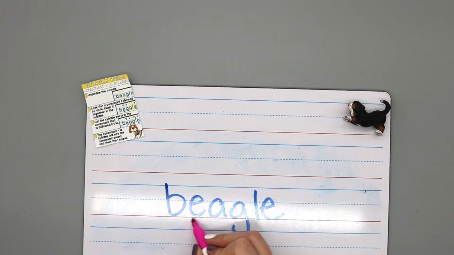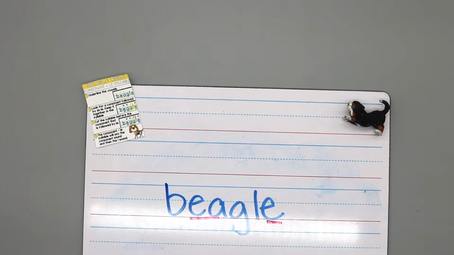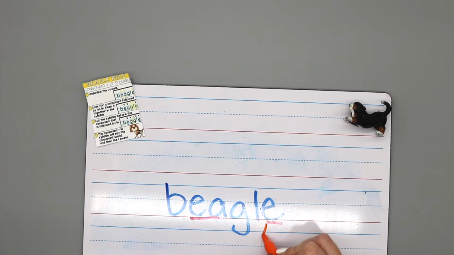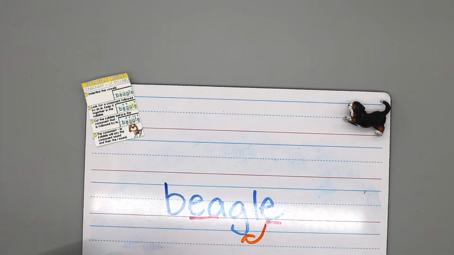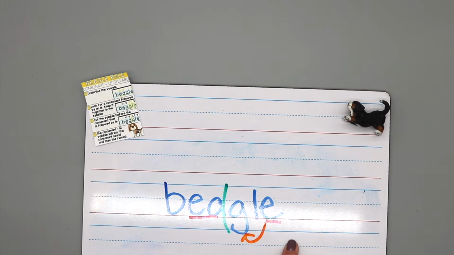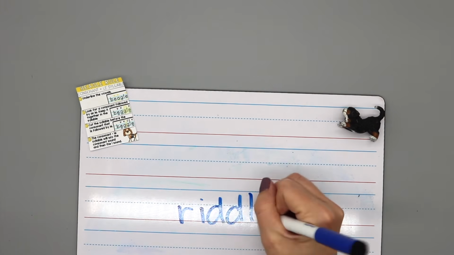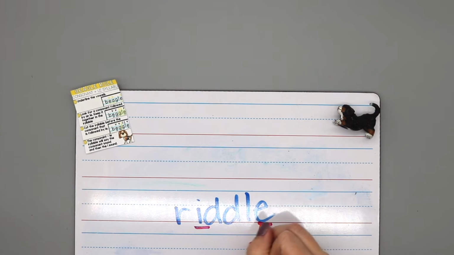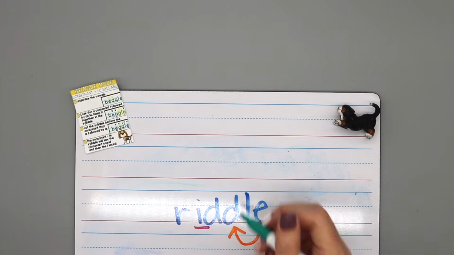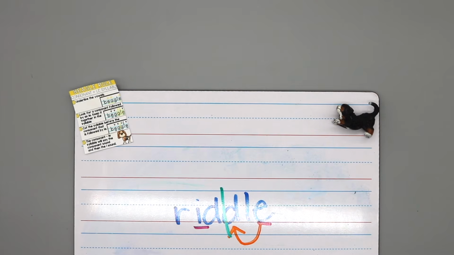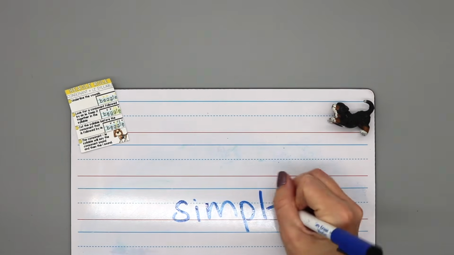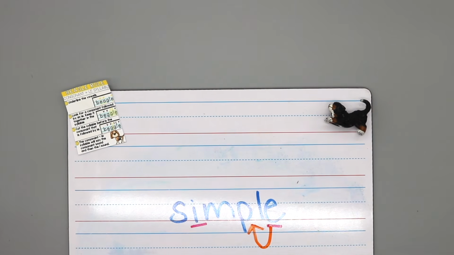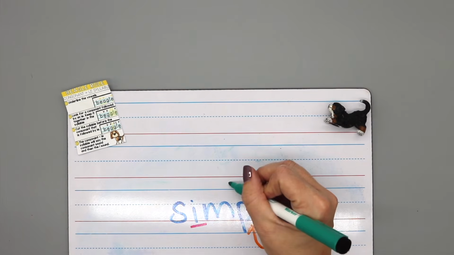Our last words, let's start with beagle. Underline the vowels and find the LE. Now let's go to the consonant in front of it, and I'm going to demonstrate that by showing my students the hook here, and I'm going to cut it right in front of that consonant. Beagle, beagle. Now we have riddle. Let's find the vowels, and here is my consonant LE. Let's find that consonant and cut right in front of it. Riddle, riddle. My last word is simple. Underline our vowels, find the consonant LE, and there's our consonant in the beginning. Let's cut in front of it. Sim, pull, simple.